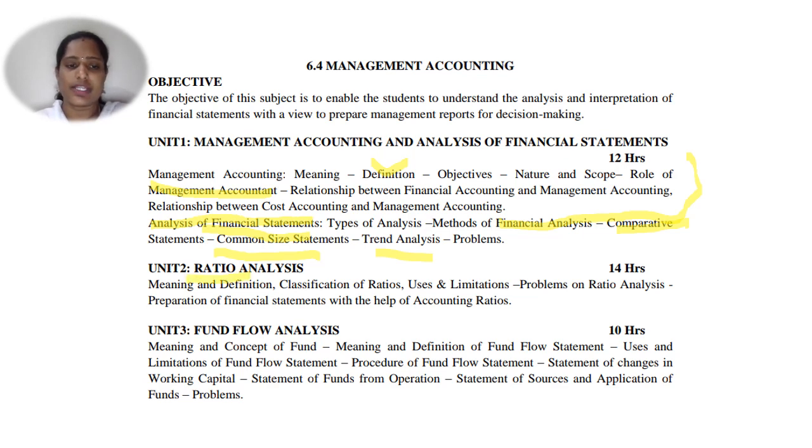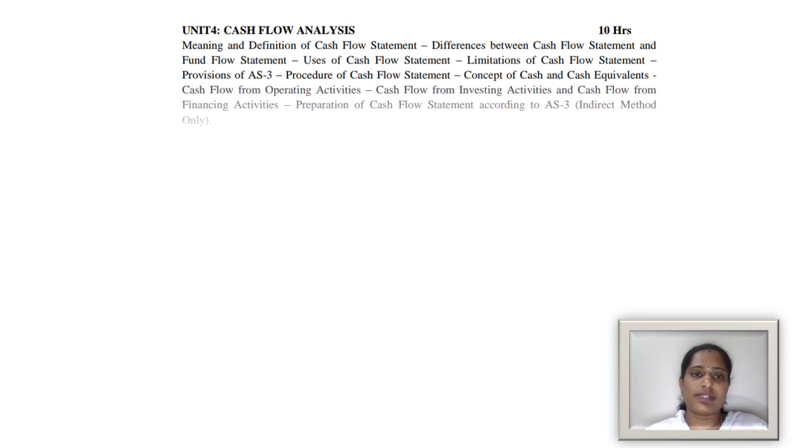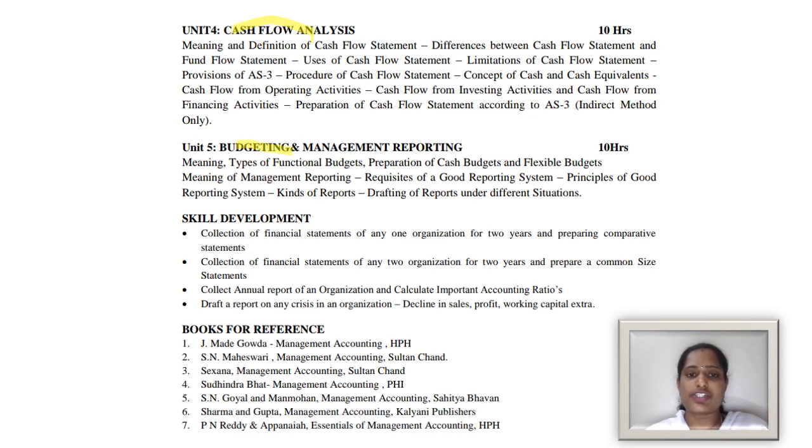The second chapter is ratio analysis, the third chapter is fund flow analysis, and the fourth and fifth you will have are cash flow analysis and budgeting and management reporting. So these are the 5 units which we will be studying in this subject. Let us start with the first unit.